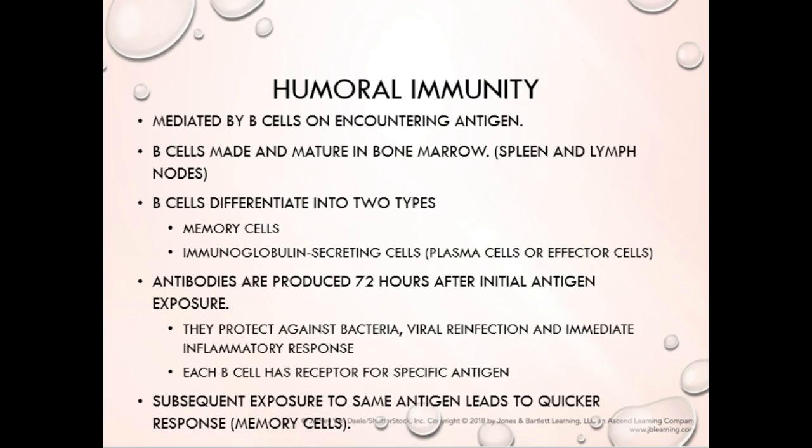Back to B cells. So these B cells will differentiate into two types, memory cells and immunoglobulin secreting cells, which are also known as plasma cells or effector cells. Now, these plasma cells or effector cells will secrete immunoglobulin, which acts as our antibodies. Some people use that interchangeably, immunoglobulins and antibodies. And there are several different types of immunoglobulins that have specific functions. Now, antibodies are produced approximately 72 hours after the initial antigen exposure.